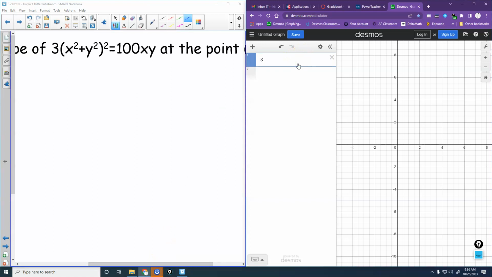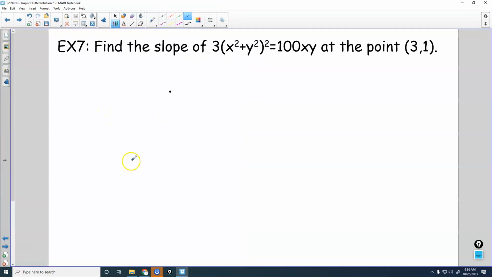Let's just see. 3 times x squared plus y squared equals 100xy. Oh, I like that graph. I really like that graph. Yeah, okay. So that's just because I like to look at these. You don't actually have to be able to do that.